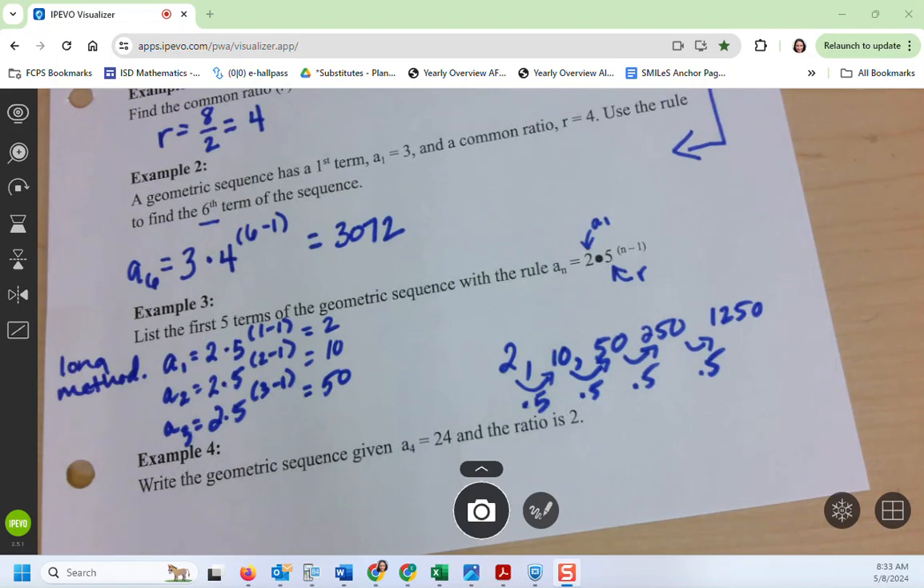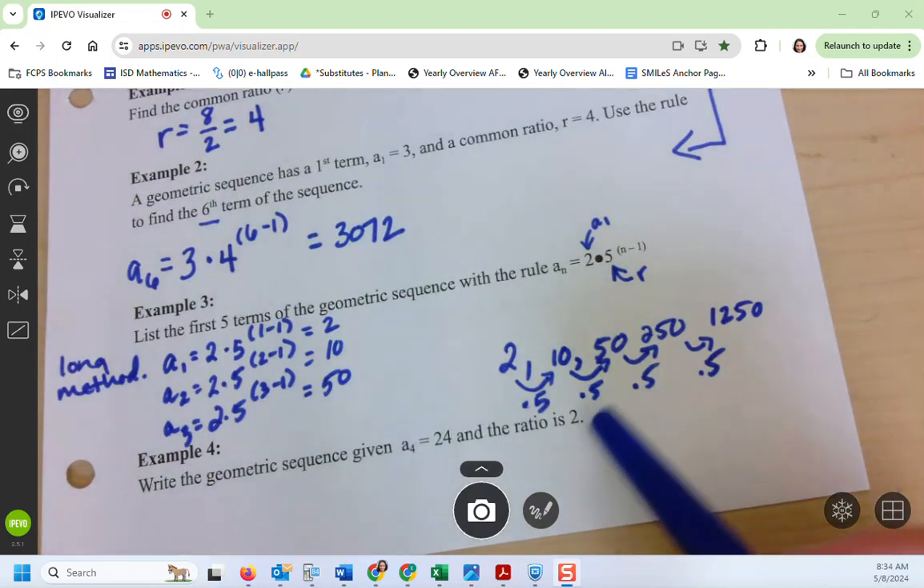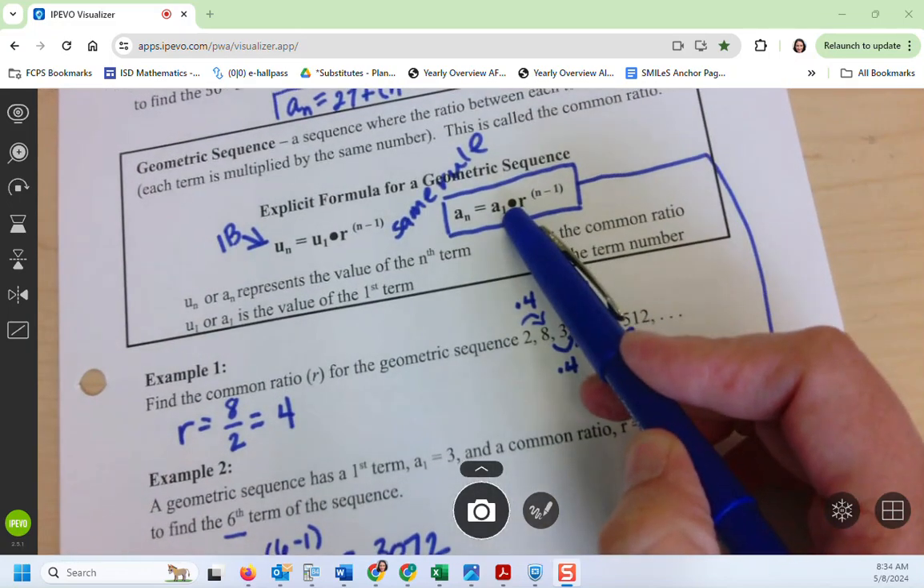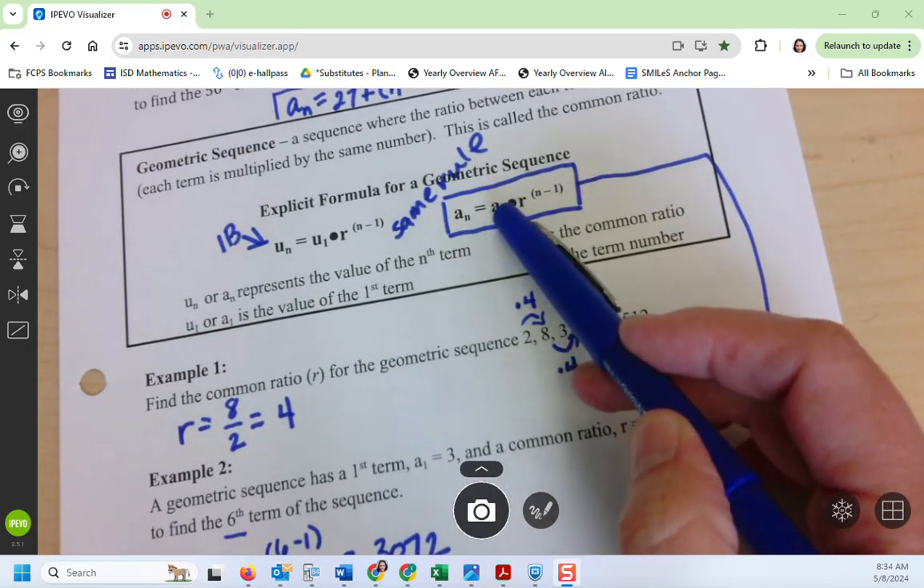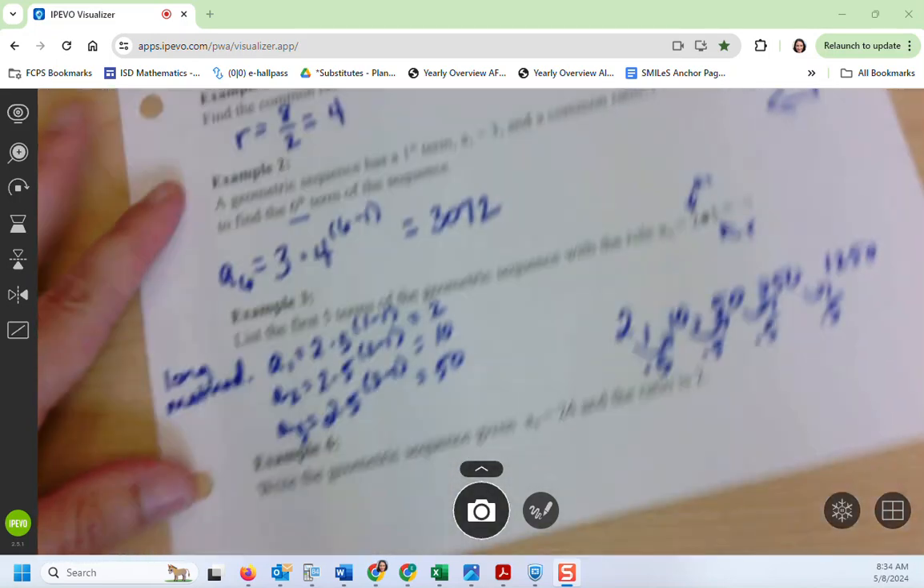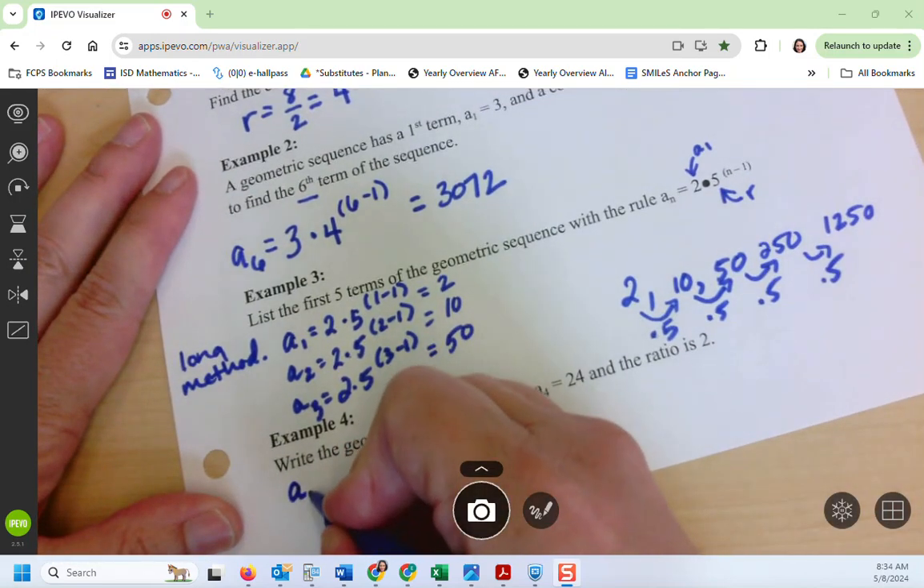All right, write the geometric sequence given that the fourth term is 24 and the ratio is 2. To write the geometric sequence, we need to go back and find a sub 1. The one thing I have to look up right now is whether they want you to write the rule or write terms of the sequence. It's going to be one or the other. I'm going to look up which thing they're doing, but here's what I want you to find now. How do you find a sub 1?